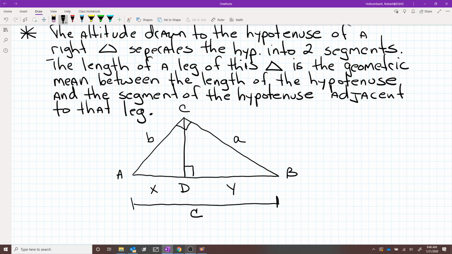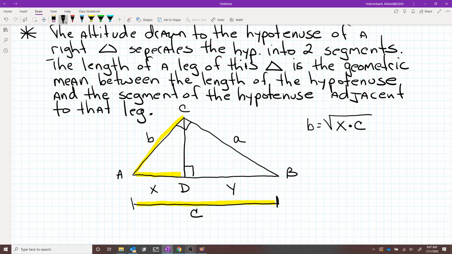So, this side B right here, little letter B, is going to be equal to the geometric mean of x times c. This side, this yellow side, is equal to the geometric mean of the hypotenuse and the segment adjacent to the side. Alright, hypotenuse and segment adjacent to the side you're trying to find.